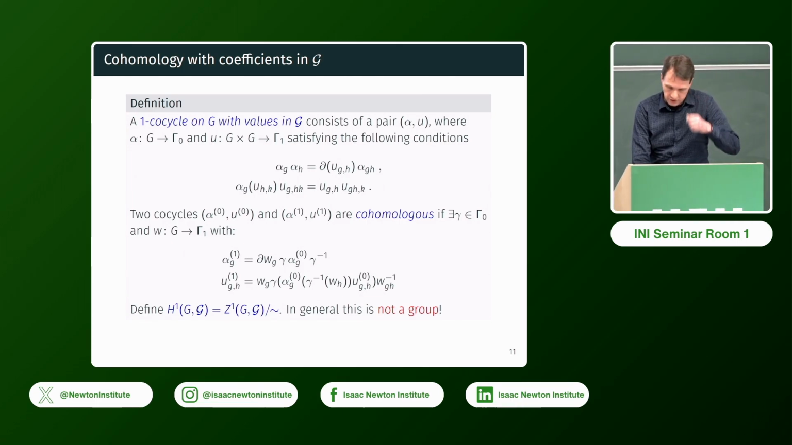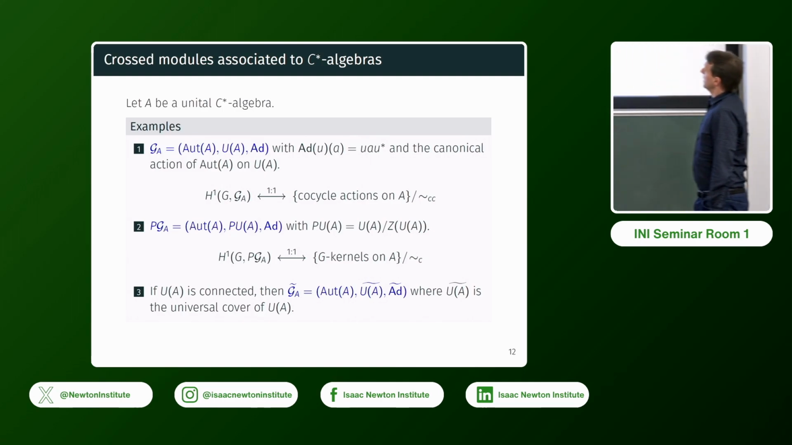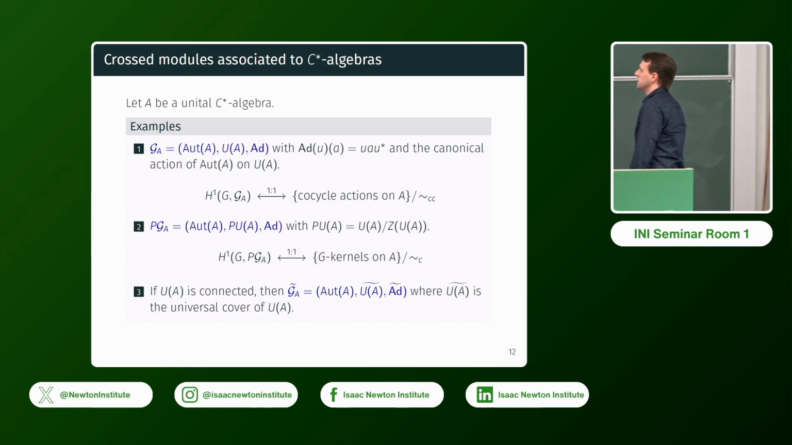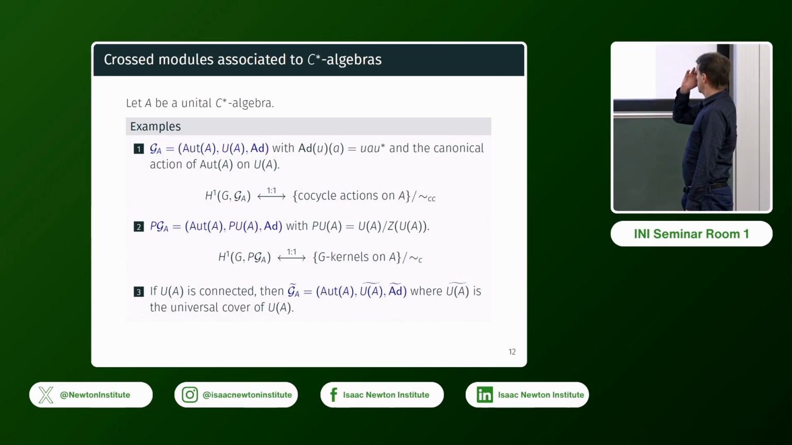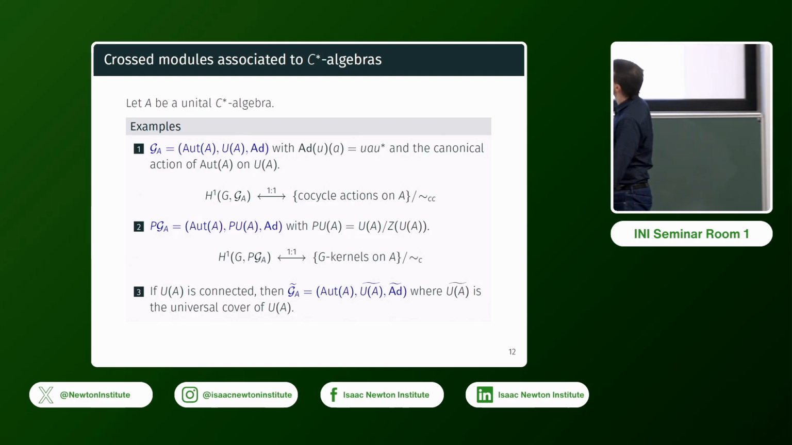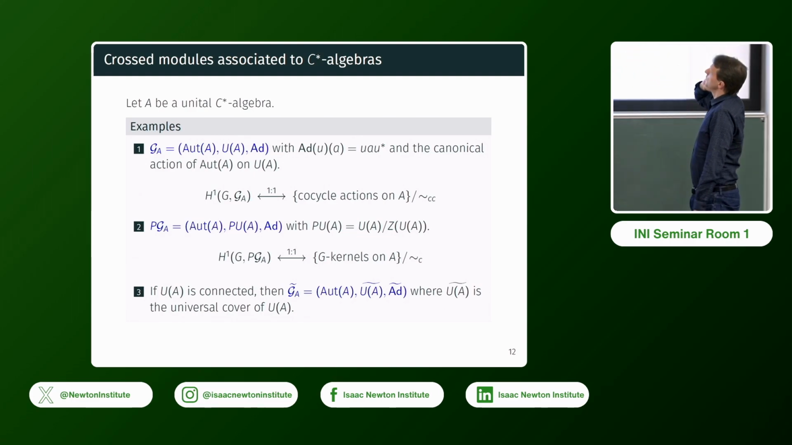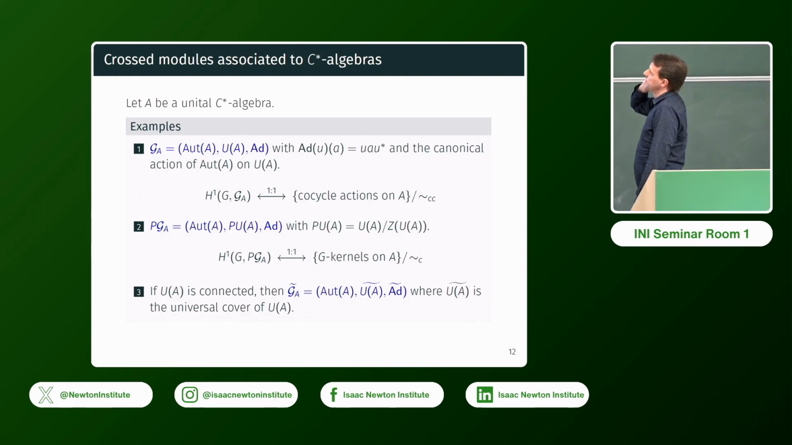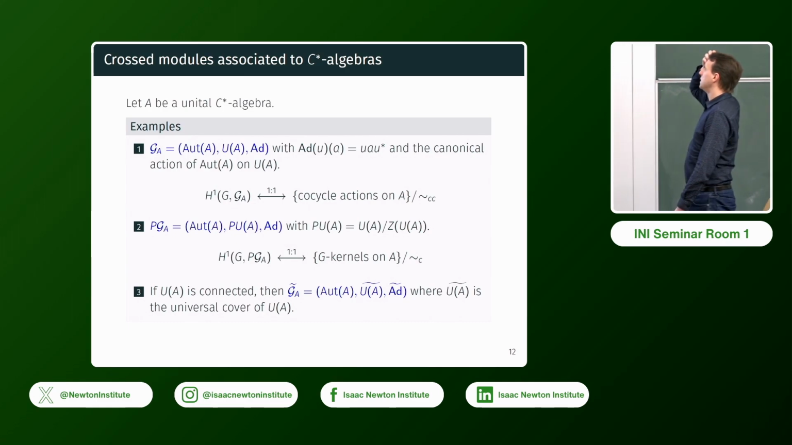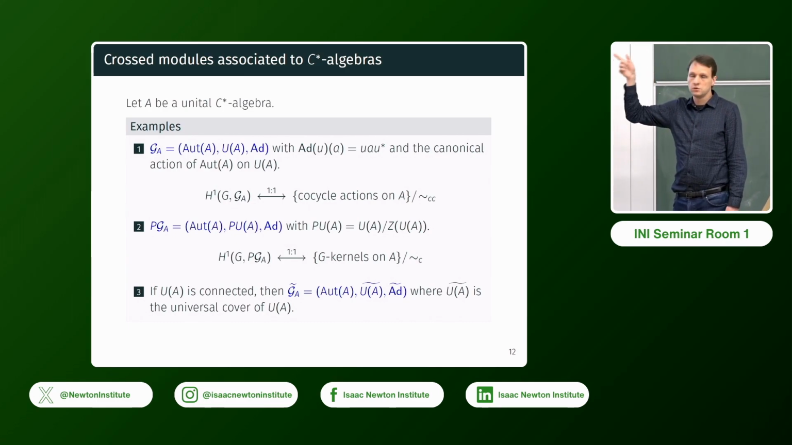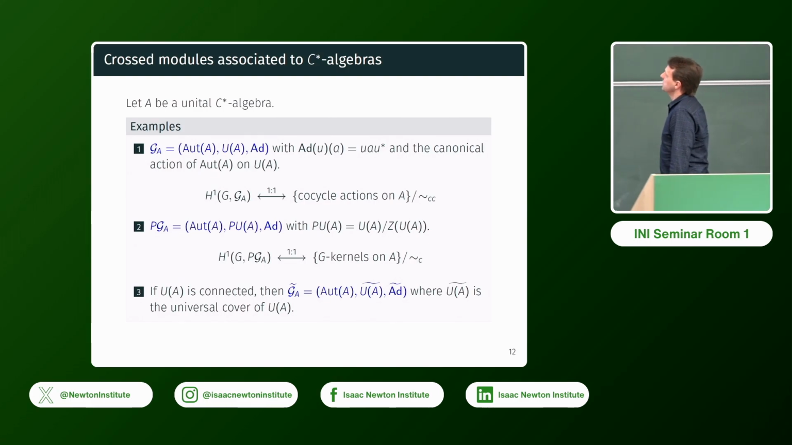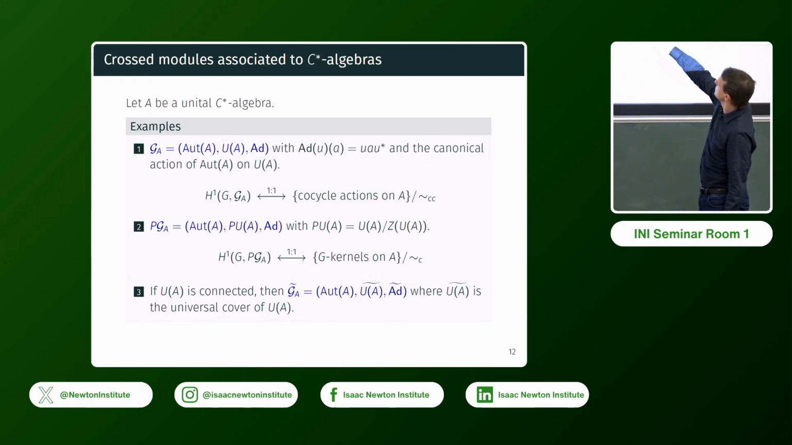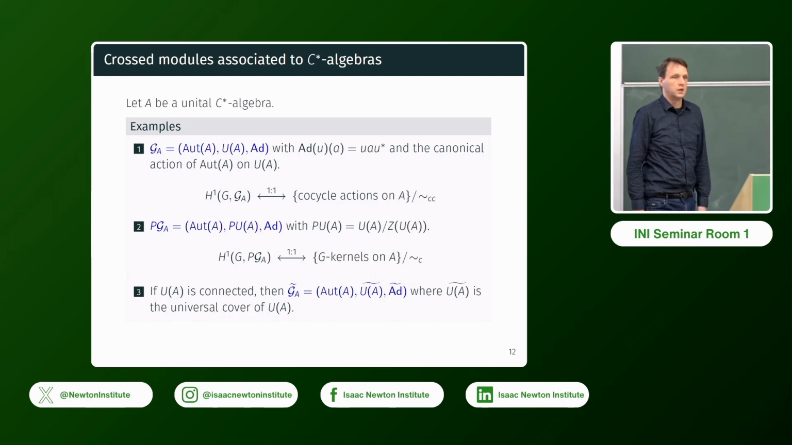How does this relate to the things that I was telling you about before? There are several examples of crossed modules that you can associate naturally to C-star algebras. So the first one is the most canonical one, where I pick for gamma 0 the automorphism group of my C-star algebra. For gamma 1, I pick the unitary group. Then I need a map from the unitary group to the automorphism group. That's easy. I can just pick the adjoint action. And that gives the whole thing the structure of a crossed module. The action of the automorphism group on the unitary group is, of course, the canonical one.